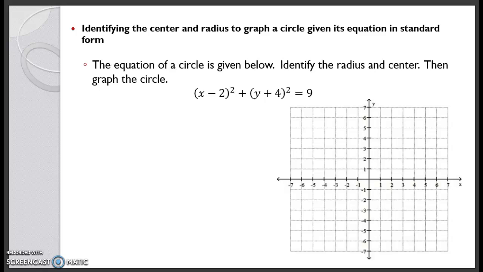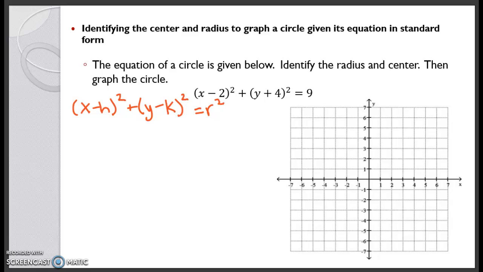Hey everybody! This video is going to go over another example of identifying the center and radius to graph a circle given its equation in standard form. And this one's slightly different because we do have it in standard form where we have it centered not at 0, 0. So remember, (x - h)² + (y - k)² = r² is our equation for standard form.